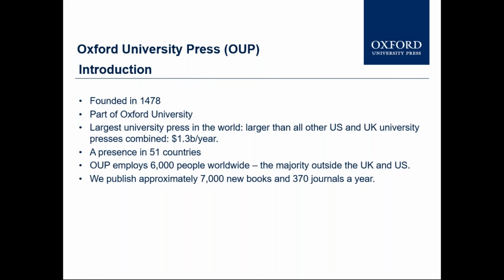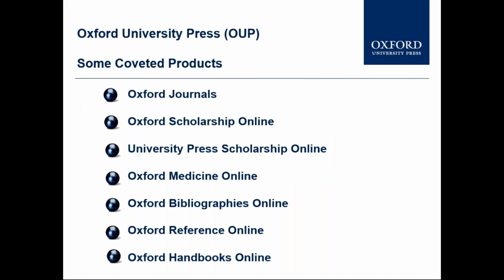This is a little brief of our company. It was founded in 1478, and we have a presence in about 51 countries, which means almost everywhere in every country of the globe, wherever you go, you will find an OUP representative there. We publish approximately 7,000 new books and 370 journals in a year. These are some of our coveted products. I've already named them.